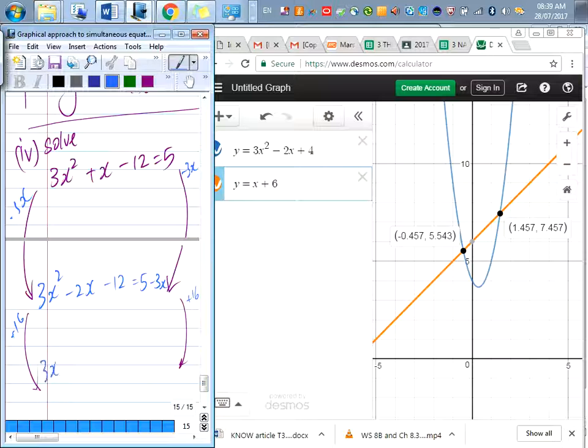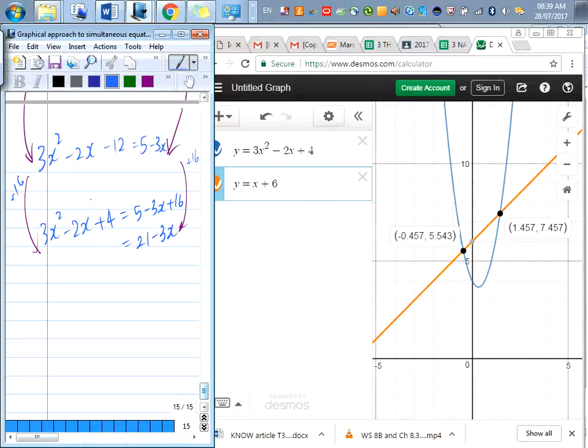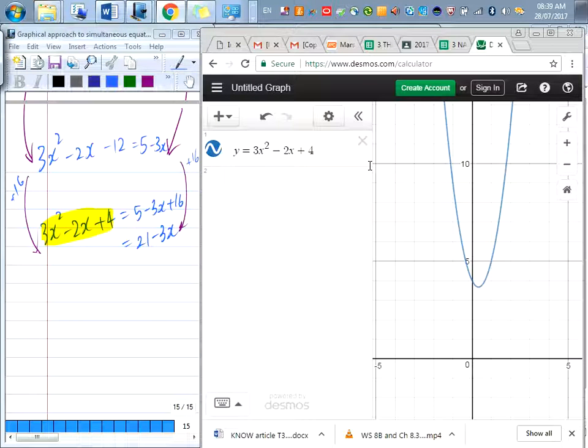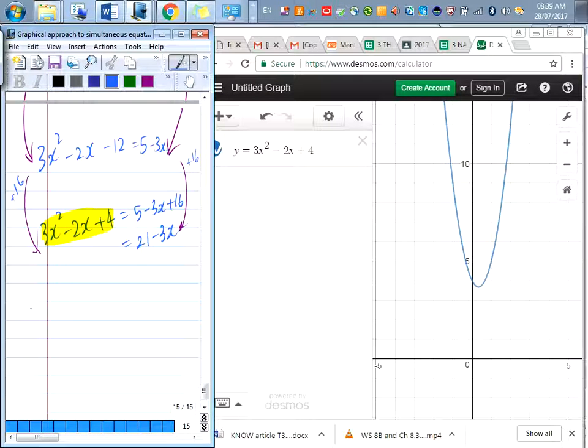So I end up with 3x squared minus 2x plus 4 equals to 5 minus 3x plus 16, which is 21 minus 3x. Okay? Then my left hand side is already the graph that I have. And all I need to do is to just plot y equals to negative 3x plus 21. Find the points of intersection and get the answer.